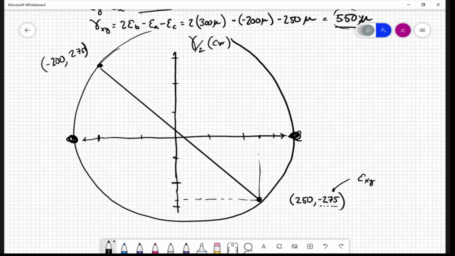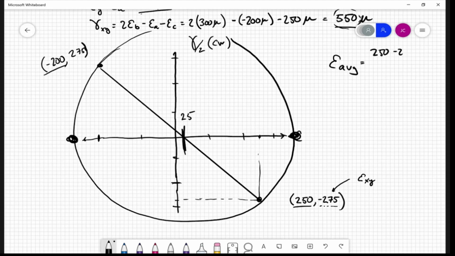So let's get the center of Mohr's circle. The center of Mohr's circle is going to be the average of 250 and minus 200. So 250 plus negative 200 divided by 2 gives me a positive 25, right? So that is my average strain. That's the center of Mohr's circle.